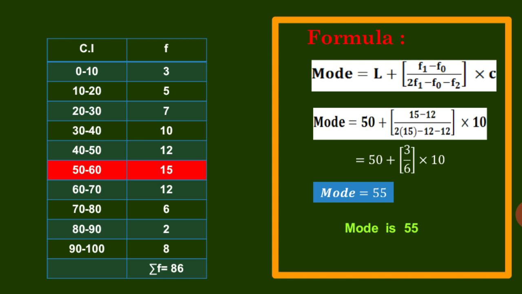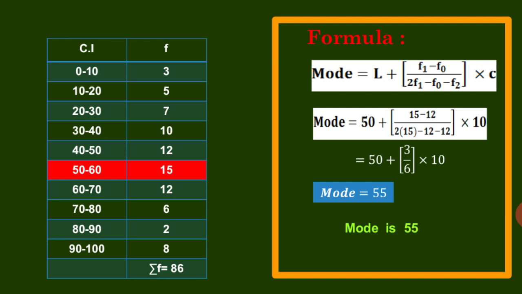Here F1 is the highest frequency in the given table. So we check which value in the frequency column is the highest. Here 15 is the highest. So 15 is our mode class frequency. Here our F1 value is 15. Using this mode class, now we are going to calculate the L value, F0 value, F2 value and C value.